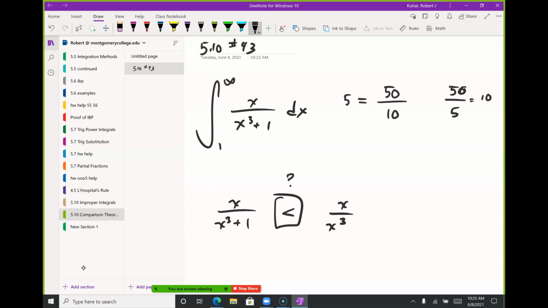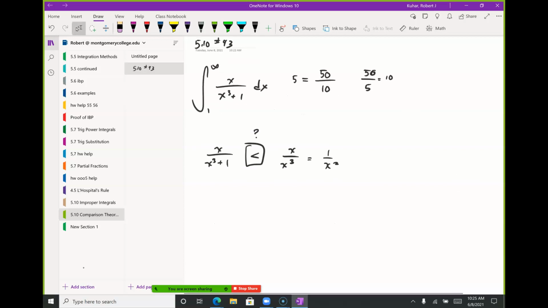And what is x over x cubed? It's 1 over x squared. And what happens to 1 over x squared? What happens to this integral, the integral from 1 to infinity of 1 over x squared dx? We didn't show it yet. You should show it. It's very simple. In fact, we can do that before we leave today if you want.